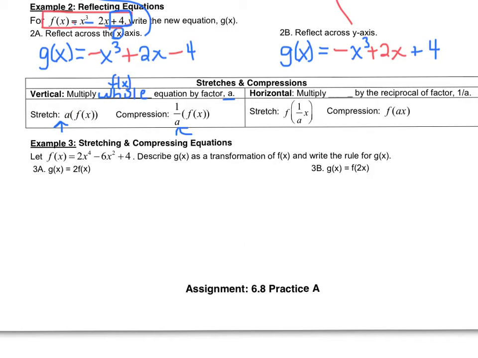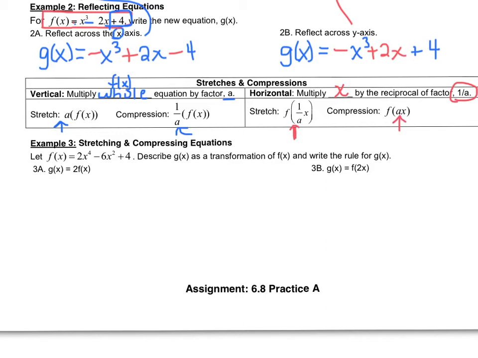If you have a horizontal stretch or compression, on the other hand, you're only going to multiply the x's, this time by the reciprocal of your factor. So if they tell you your factor is a, you're not going to multiply by a, you're going to multiply by 1 over a. So for that reason, for a stretch, you're going to see the 1 over a in front of it. It's kind of the opposite of what you would think. Normally a stretch would be getting bigger, but we'll have the fraction for that. And then the compression, you'll see the whole number.